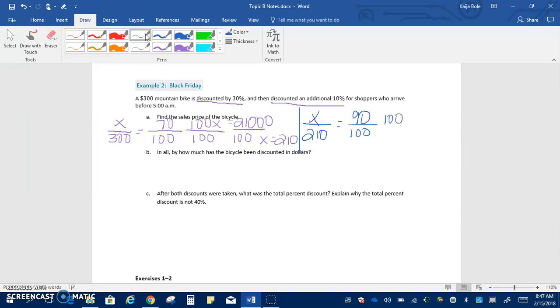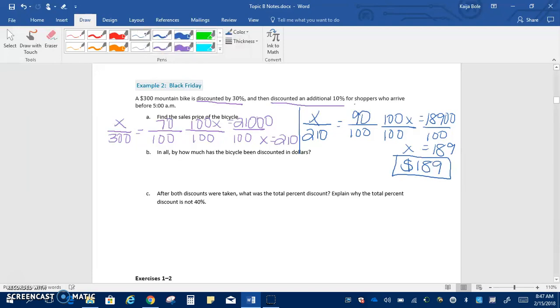When we go to solve, we get 100x equals 18,900. Divide by 100. And you get x equals 189. So that would be how much you would actually pay for it.